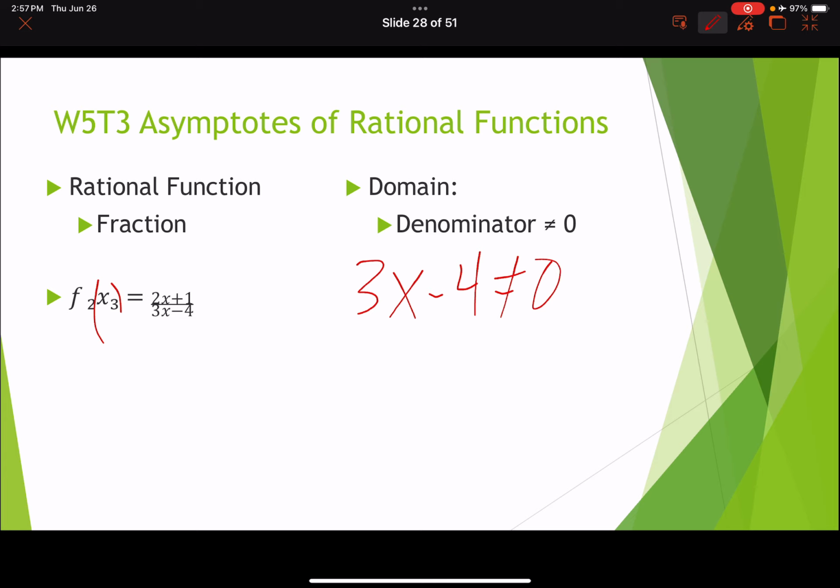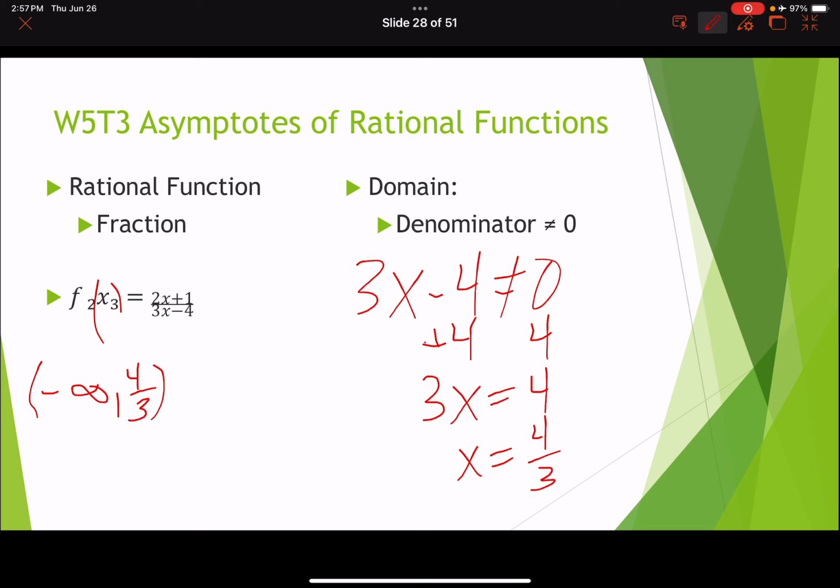And so we would solve this just like we would any other equation. We would add the 4 to both sides, and we'd get 3x equals 4, and then we would divide by 3. You get x is 4/3. And so that would help us set the domain, where the domain now would be we're going to go from negative infinity to 4/3 and union that with 4/3 to infinity. And so you look at every place that the denominator is equal to 0, because that's going to set your domain for rational functions. Okay?